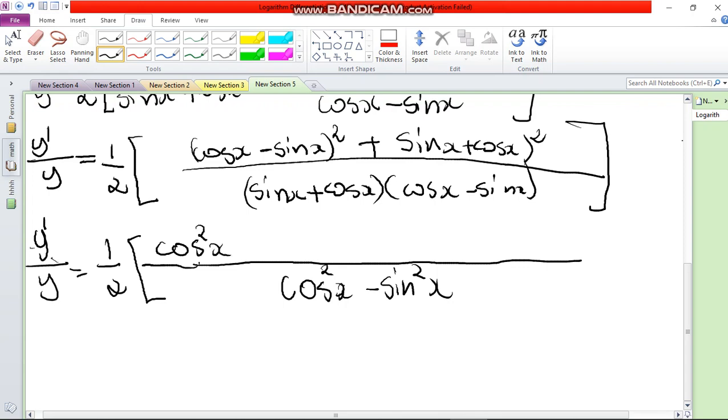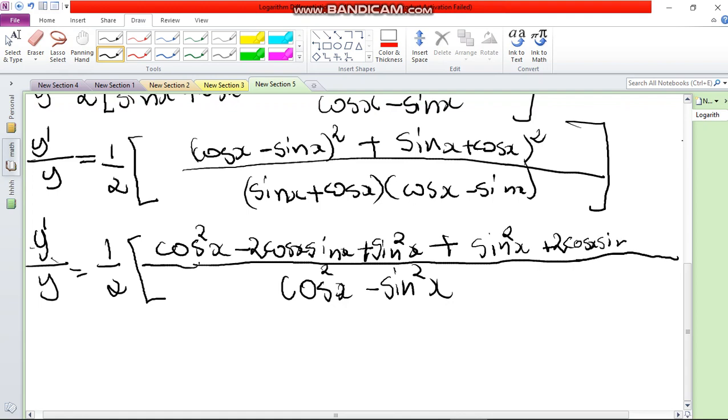cos squared x minus 2 cos x sin x plus sin squared x. I'm just expanding this bracket, plus let's expand this one. Similarly, I'll have sin squared x plus 2 cos x sin x plus cos squared x. Yes.